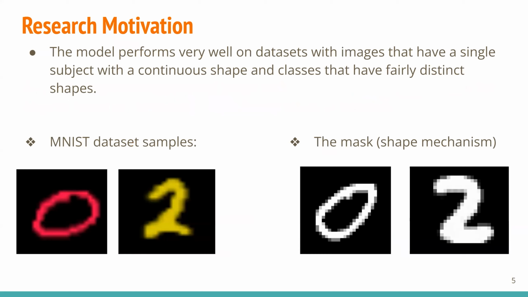Now, we'll talk about the motivation for our experiments. We observed that the 2 datasets used in the paper are the MNIST and ImageNet datasets. The model performs very well on these datasets, but we noticed that these datasets are made up of images that contain a single subject, like a plane, a dog, or a single number, like 0 or 2, and have classes such that things that are not in the same class look fairly different. So we wondered how well the model will perform on a dataset where this is not the case.